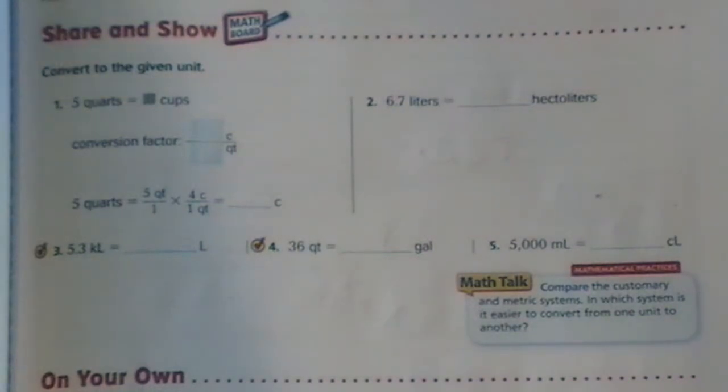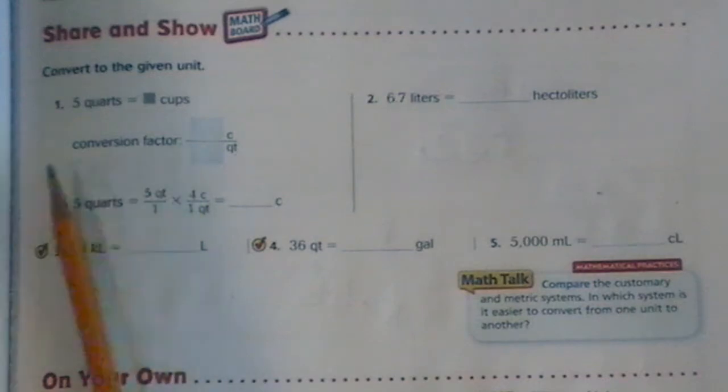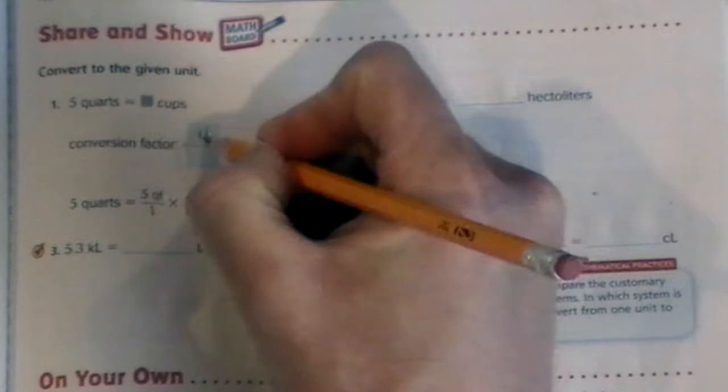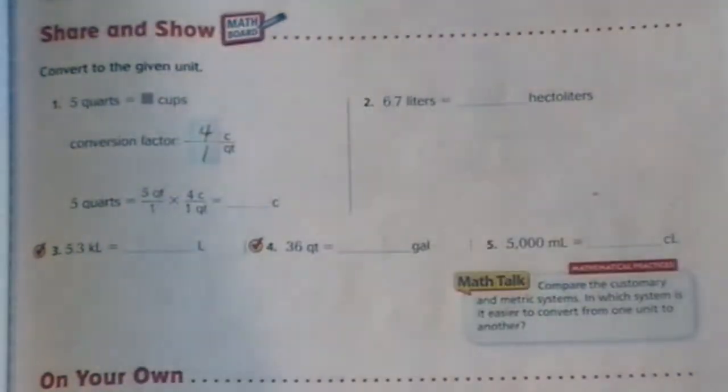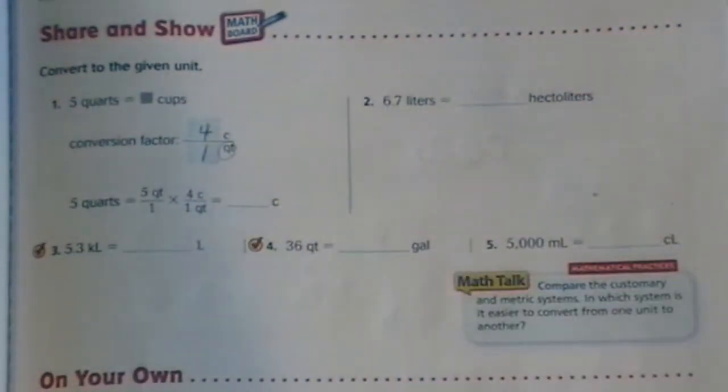All right, so here we are on page 225, share and show. It says convert the given unit. Number 1, 5 quarts equal blank cups. So we need to use a conversion factor here. And our conversion factor is that there are 4 cups in 1 quart. An important thing to remember is whatever unit you're trying to move away from, you always want to put that unit in your denominator so that we can cancel it out when we set up our problem.